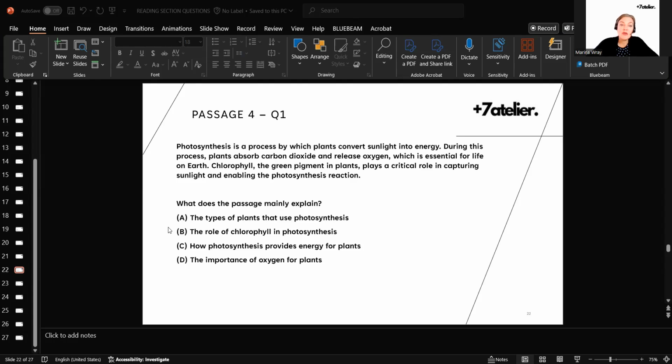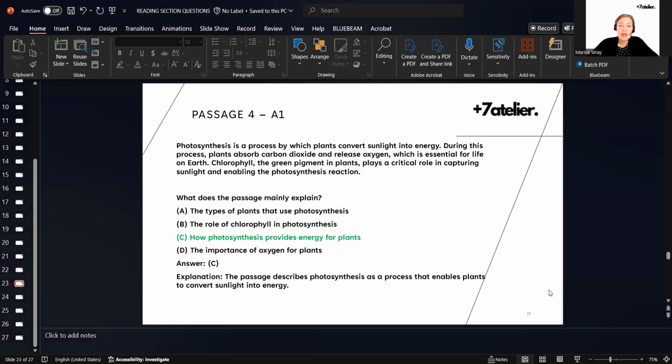A, the types of plants that use photosynthesis. B, the role of chlorophyll in photosynthesis. C, how photosynthesis provides energy for plants. Or D, the importance of oxygen for plants. The correct answer is C. We see that the passage describes photosynthesis as a process that enables plants to convert sunlight into energy.